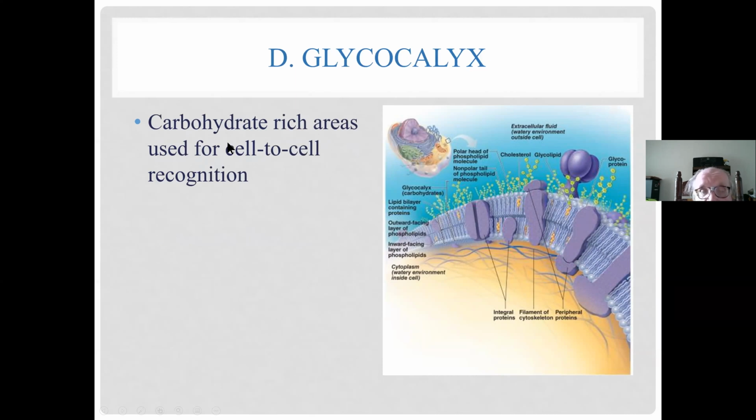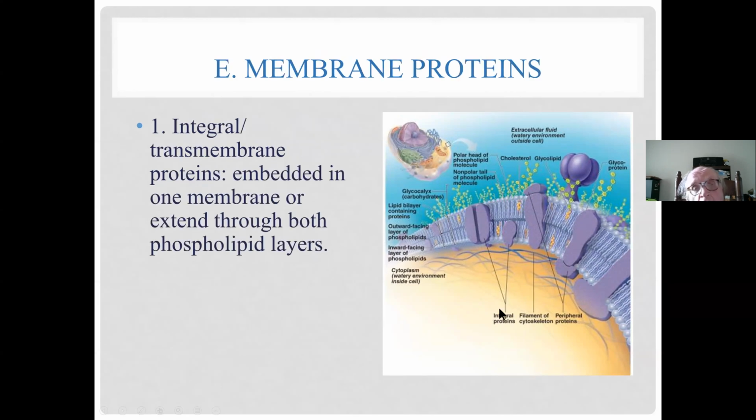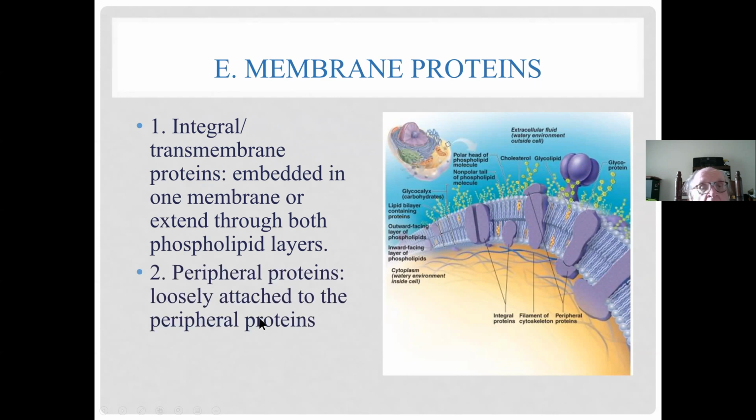The carbohydrate-rich area, so any of these attachments out here that have carbohydrates, they are responsible for cell-to-cell recognition. One cell would like to recognize the other cell, and that's one of the things that carbohydrates do. Integral proteins are these proteins that either go all the way through, they're transmembrane, or they're embedded on one side, okay? Or like I say, it extends all the way through. Peripheral proteins are these proteins out here that are loosely attached to the integral proteins.